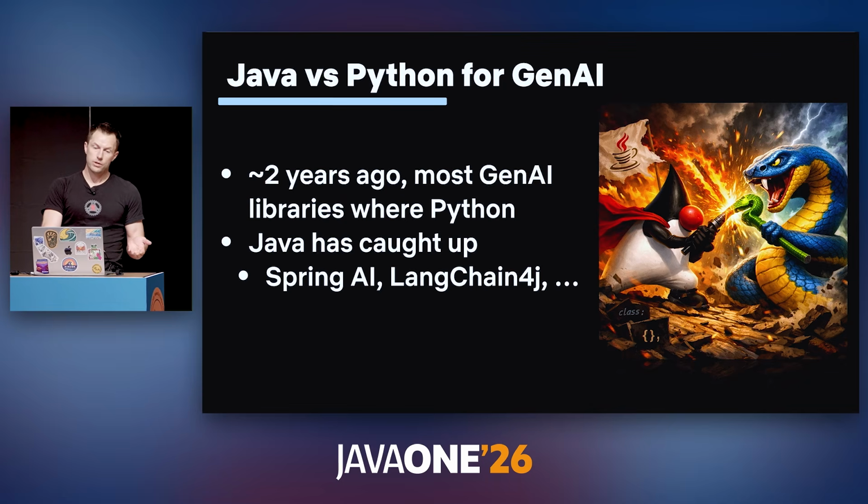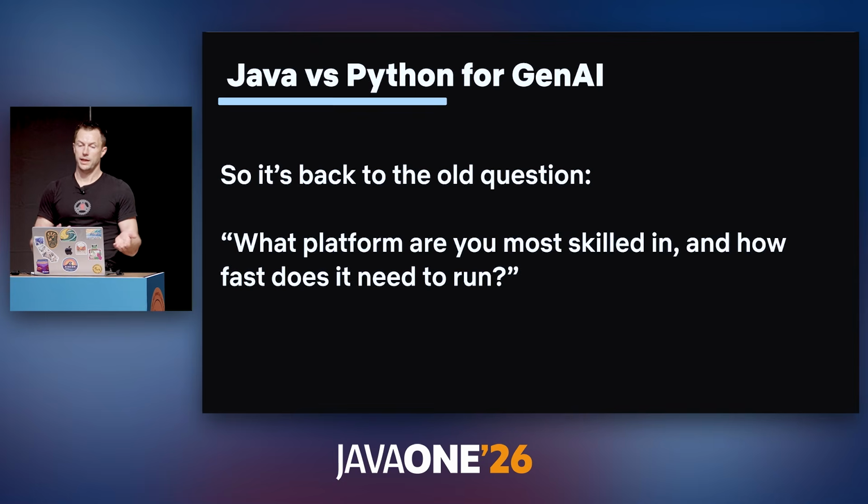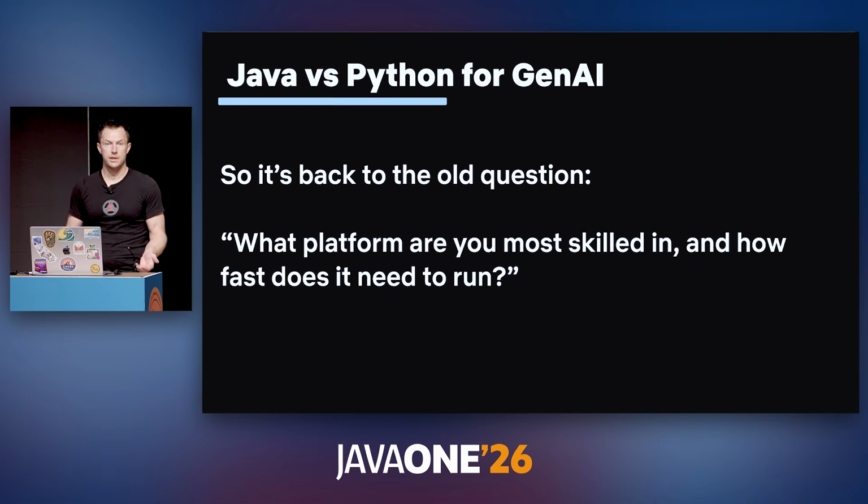So if the way you write these things is actually the same, it is really back to the old question: what platform are you most skilled in? You're all Java engineers, so I'm assuming that is Java. And how fast does it need to run? We all know that Java runs a lot faster than Python does for large-scale workloads. So it turns out that the JVM is a really good and important place to be when it comes to running these new types of applications. I think we're in a pretty good spot with Java and the JVM.